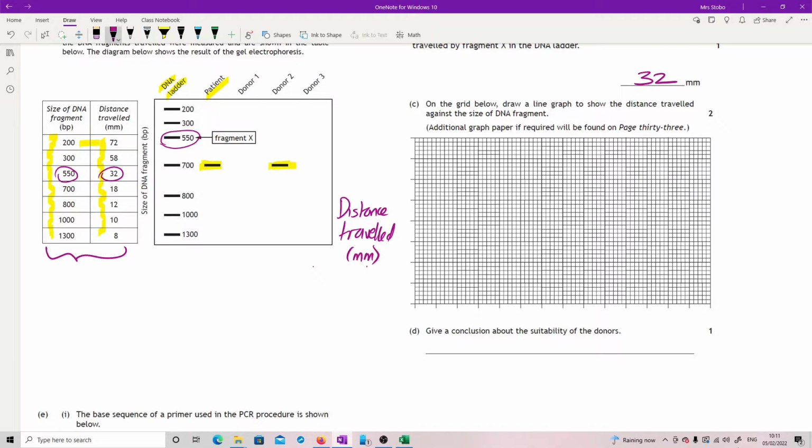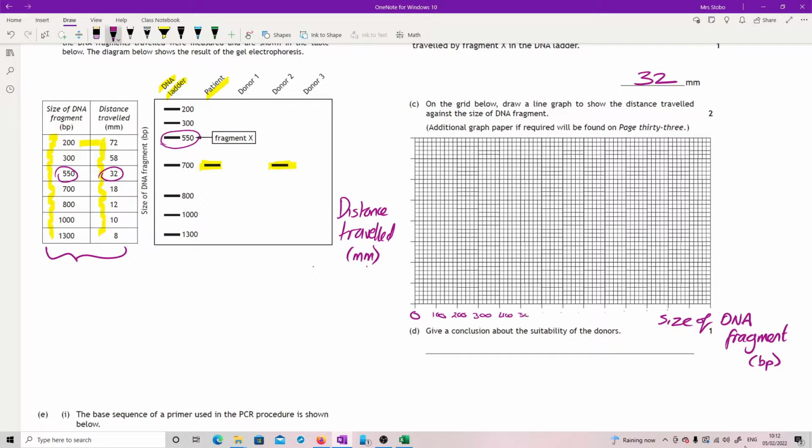And going along the bottom, we're going to have size of DNA fragment in base pairs. We need to get up to 1,300, starting at 0. So I'm just checking 1, 2, 3, 4, 5, 6, 7, 8, 9, 10, 11, 12, 13. That's a good scale actually. They've been quite nice. So we take that as 100, 200, 300.